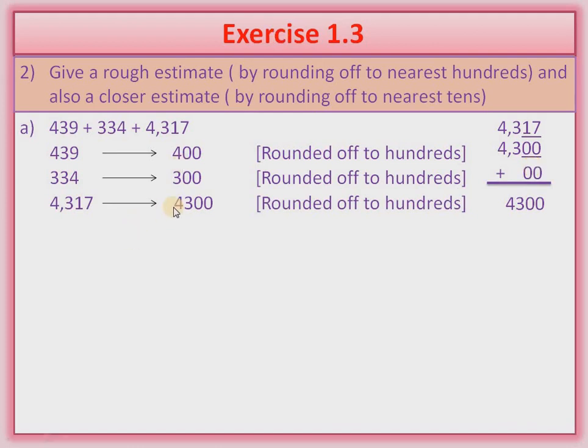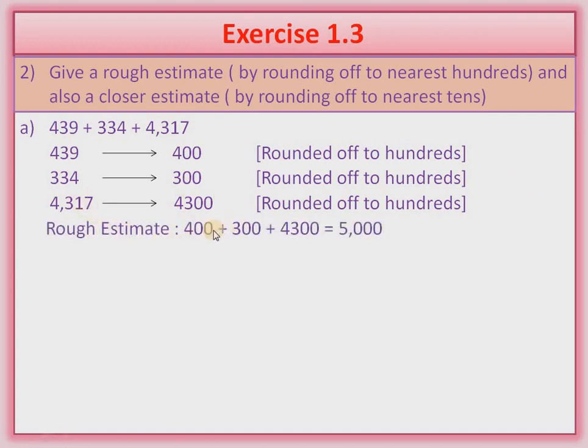Then we will add all the numbers. If you add these numbers, it is your rough estimate: 400 plus 300 plus 4,300. You will get the answer 5,000. Again we are going to find the closer estimate by rounding off to the nearest tens.